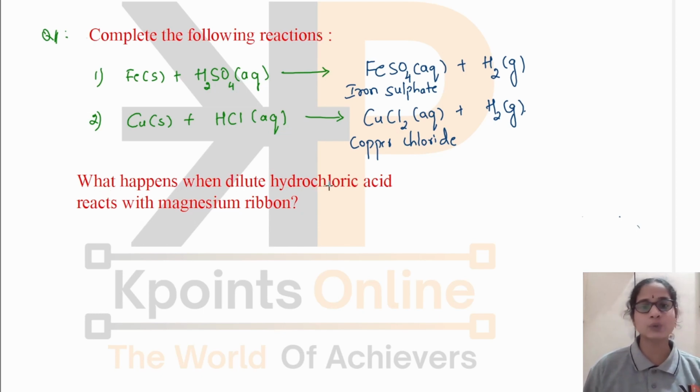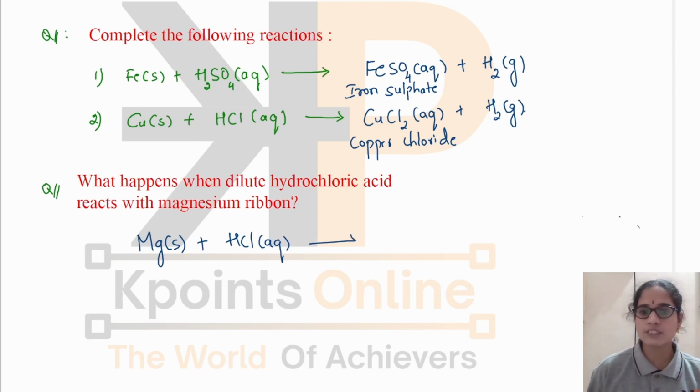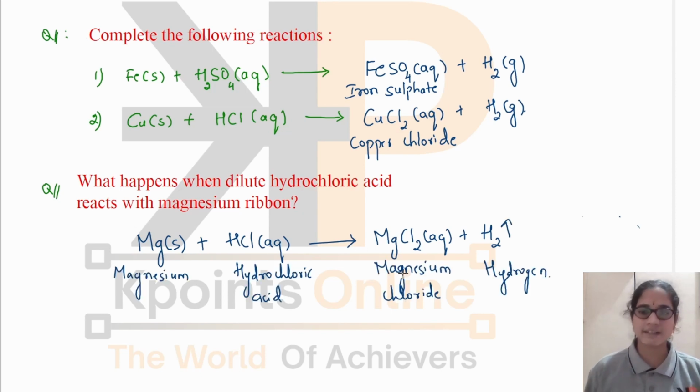What happens when dilute hydrochloric acid reacts with magnesium ribbon? This is also a reaction of metal with acid. We know that when metals are made to react with acid, they form salt and hydrogen gas. Magnesium metal reacts with dilute hydrochloric acid to form the salt, that is magnesium chloride. As I have already said, which salt is formed depends on the acid and metal we have used. Here there is a formation of magnesium chloride and liberation of hydrogen gas. So this is the reaction that takes place.